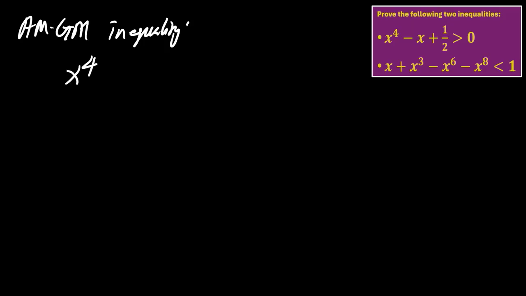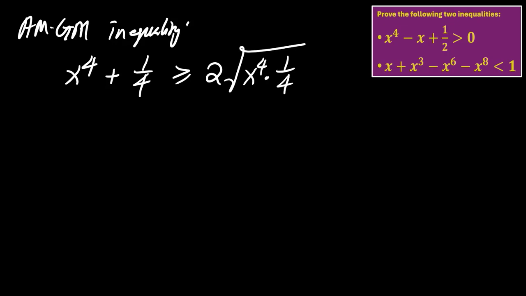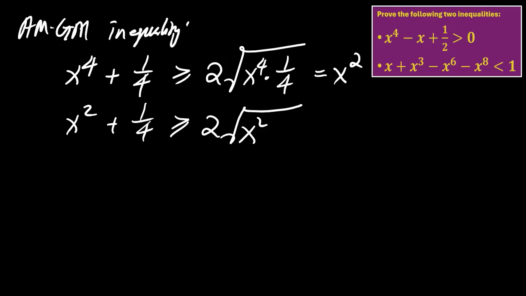So for the first one, if we use AM-GM inequality, consider x to the power 4 plus 1 over 4. This will be greater than or equal to 2 square root of x to the power 4 times 1 over 4, and this will be equal to x squared. Then we do a similar thing: x squared plus 1 over 4 is greater than or equal to 2 square root of x squared times 1 over 4. This will be equal to modulus x, which will be greater than or equal to x.